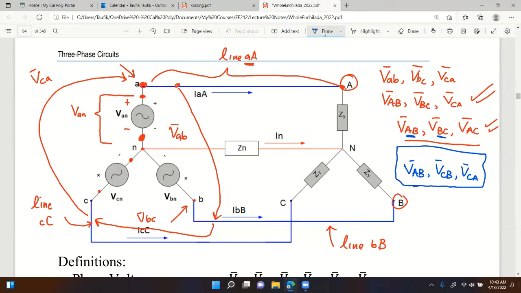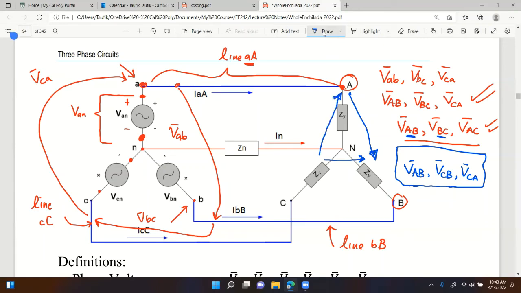VCB, yes. The other two, well, you see the first one is VAB, so just draw an arrow like I did earlier. VAB. And then VCB, that's going to be from C to B. And then VCA, C to A. Oh, yeah.